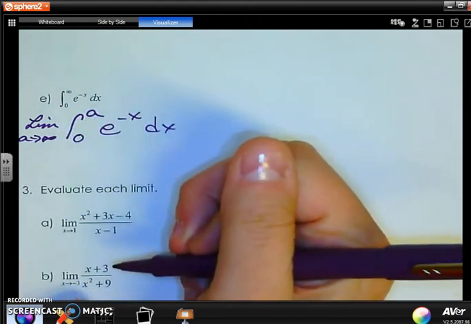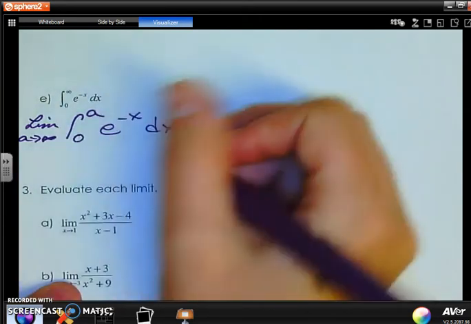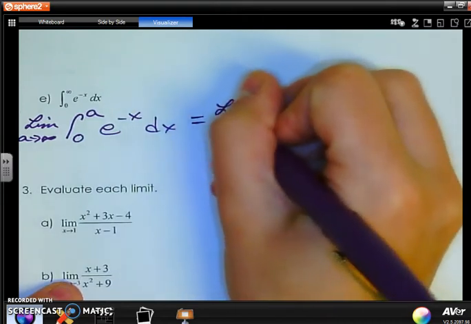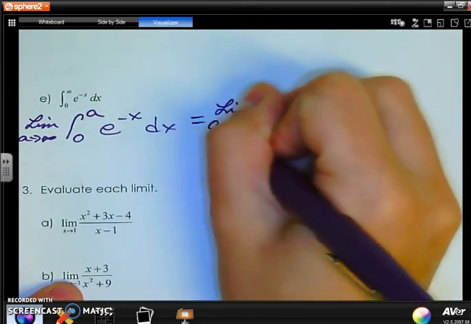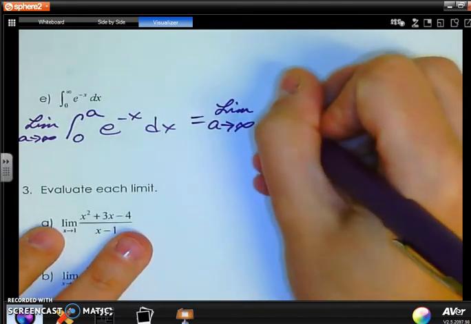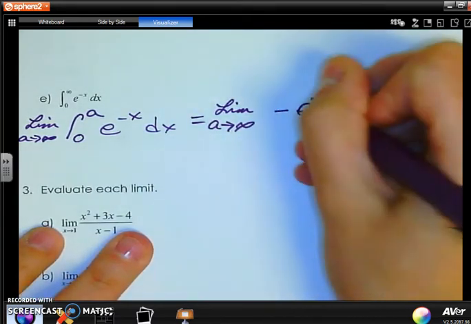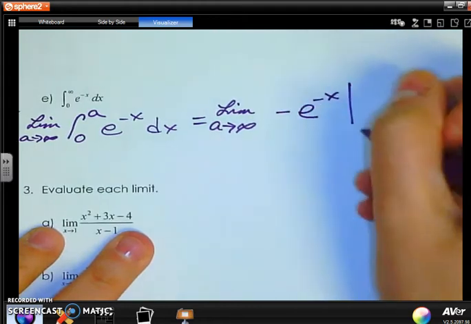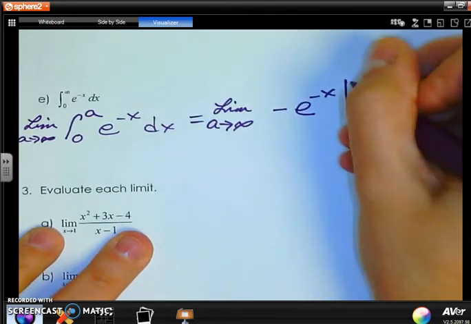So when I write this, I'm going to write this as, I guess I'll go this way, the limit as a approaches infinity, because I'm integrating, I'm not taking the limit yet. So the integration of that is -e to the -x. And if you're not sure, how can you always check?